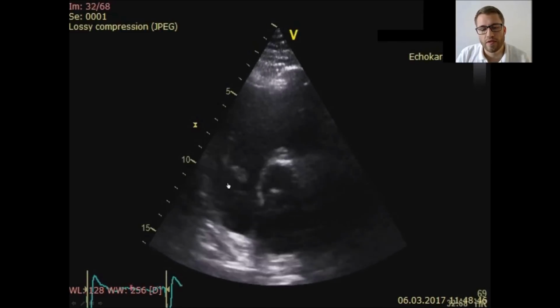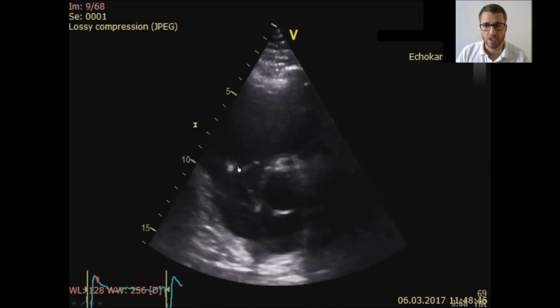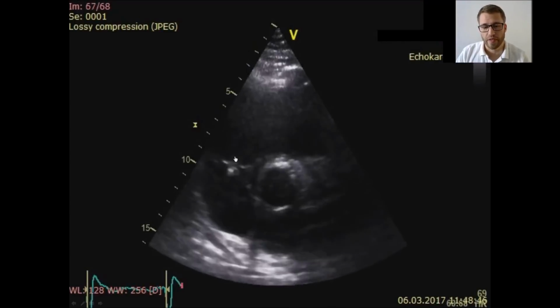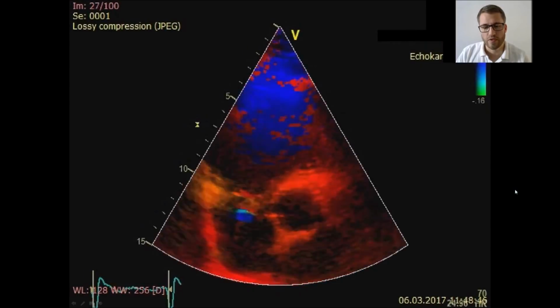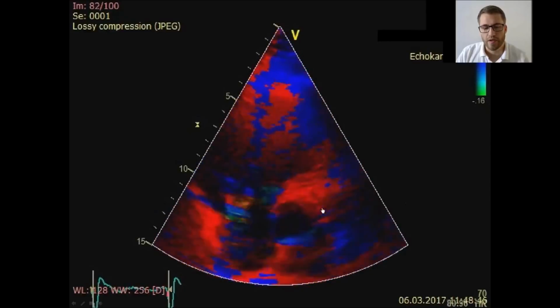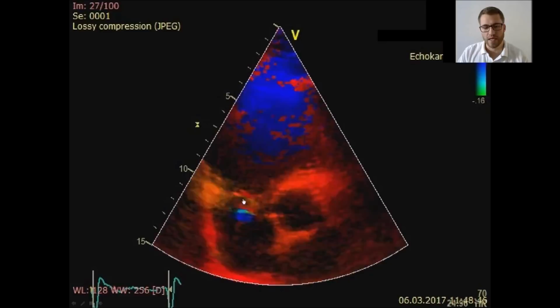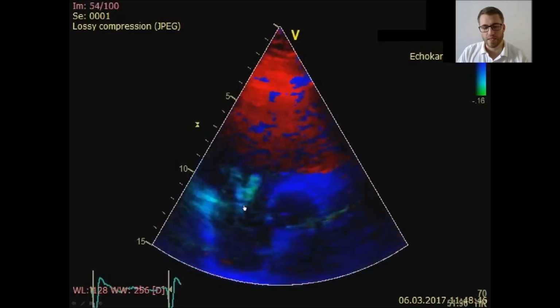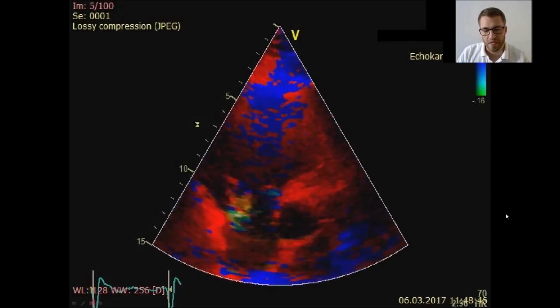In this view you can see this structure a little bit better, and it appears to be attached on the tricuspid valve here and floating in the right atrium. In the next view, I performed tissue Doppler imaging, and here you can see very well this structure gloomy inside the right atrium as it moves up and down in the right atrium.